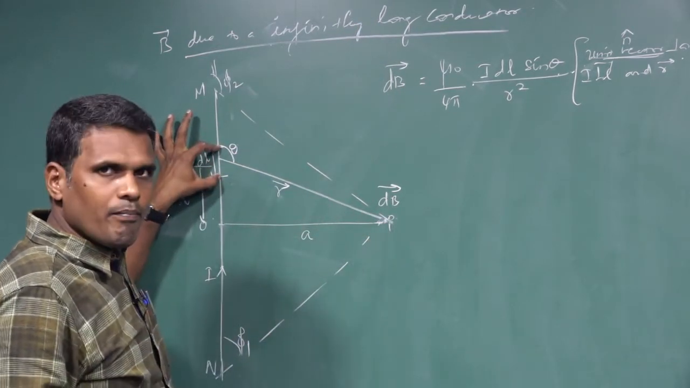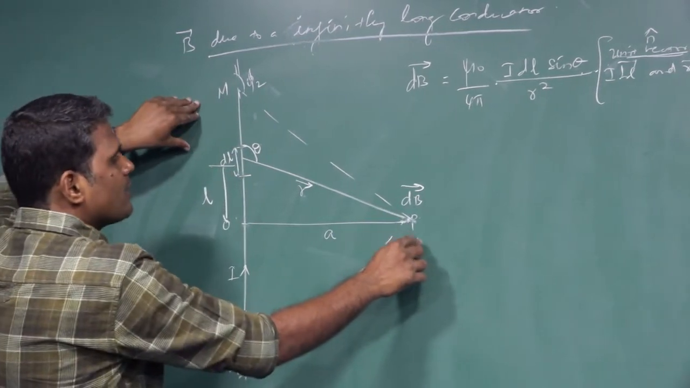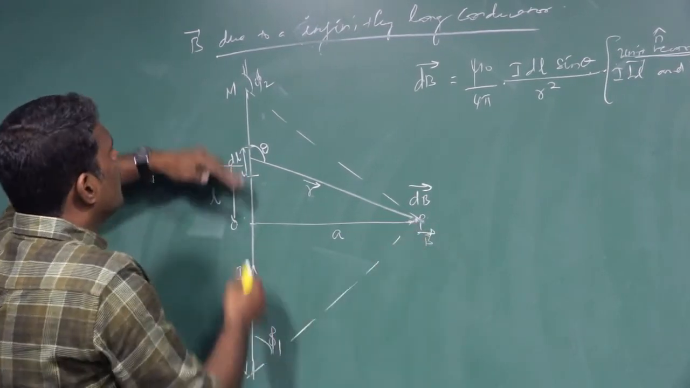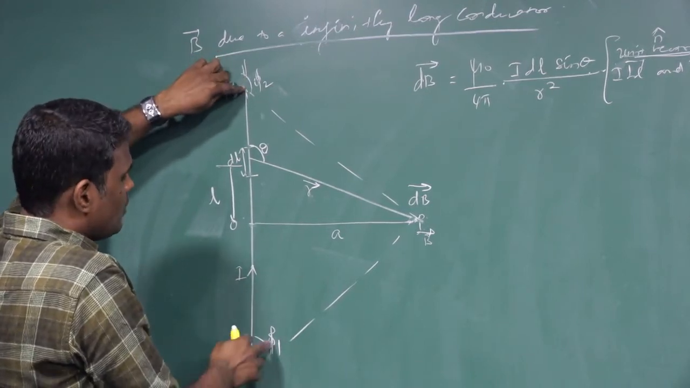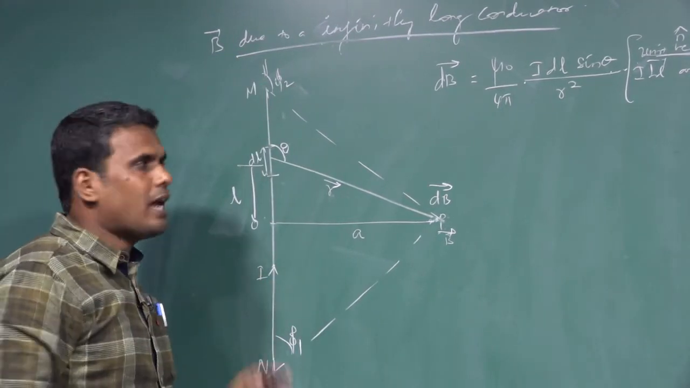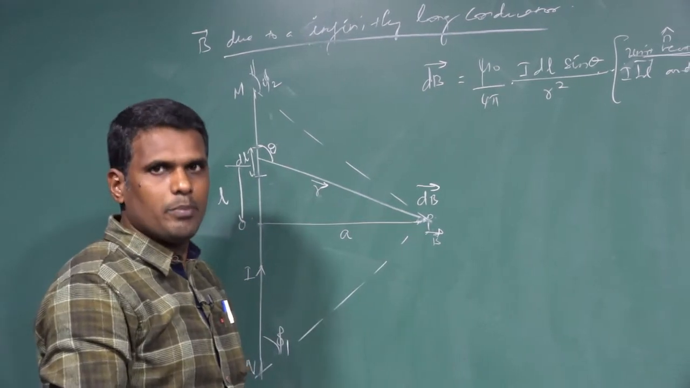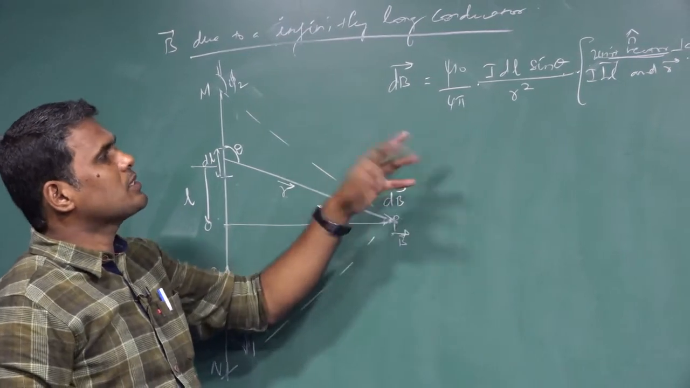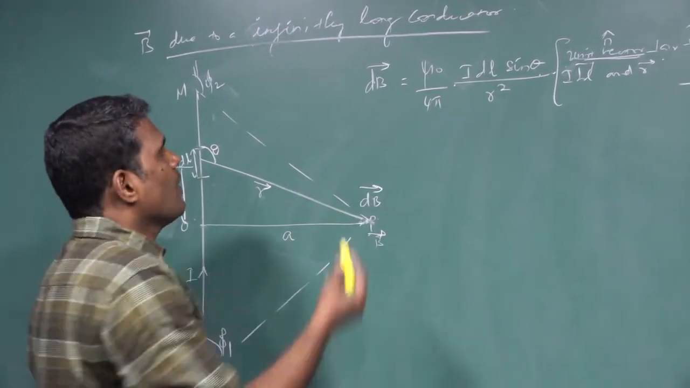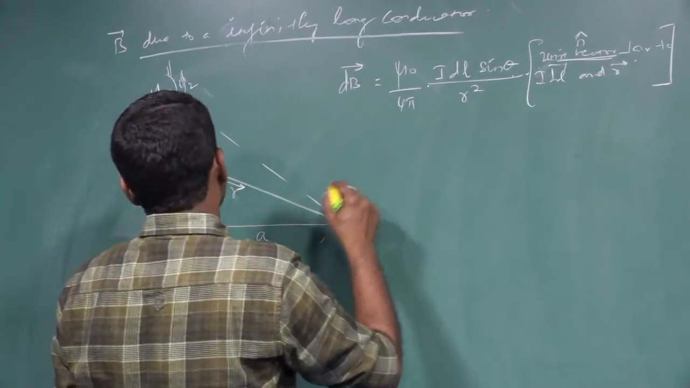element dl. Now to determine the total magnetic induction B at the point P, we have to take integration between the ends N and M with the limits phi1 and phi2. Then you will get the total magnetic induction at the point P. Before doing that, we have to convert this expression in terms of some known quantities. So we have to do some manipulations here.